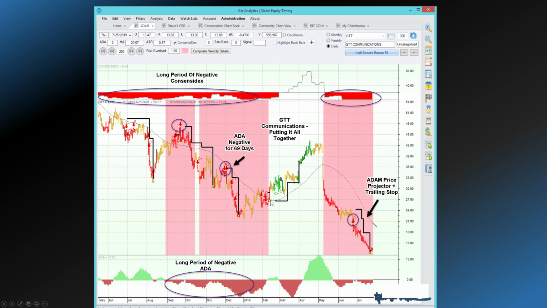So nothing is perfect, but I do believe that these particular indicators, Consensus and ADA, in combination with trailing stops and the ATOM price projector, can give you a real edge using the Global Equity Timing trading platform. That's it for today.